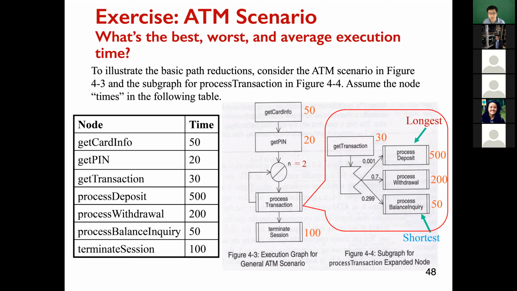So the final result is 50 plus 20 plus 2 times 185.445 plus 100, which equals 540.9. Do you have any questions here? If there are no questions, let's continue.